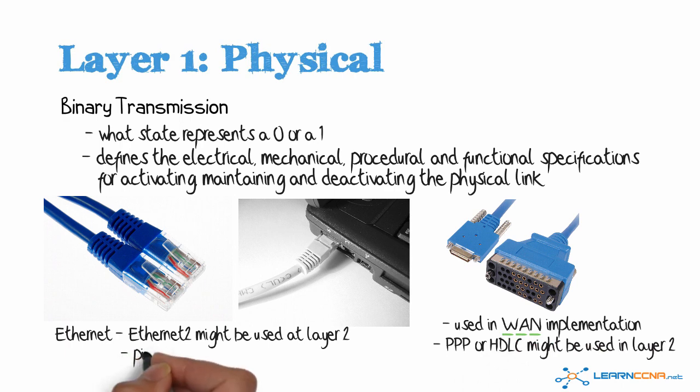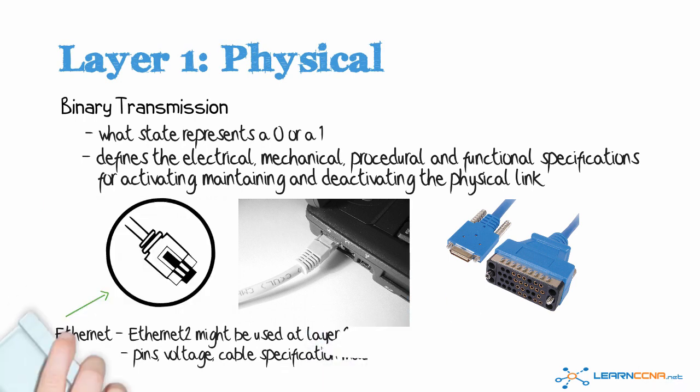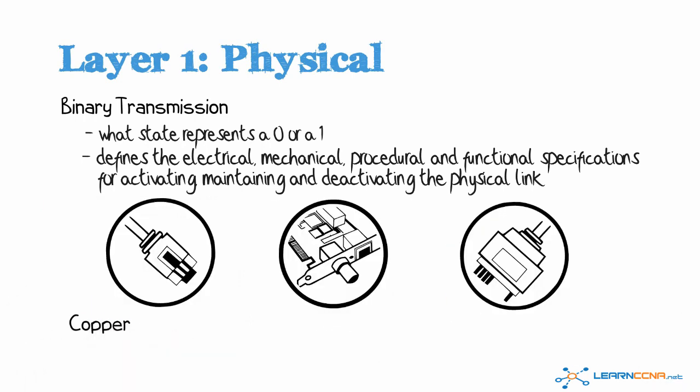So things such as the pins, the voltage, the cable specifications, and the devices that are supported may vary. Copper, as an example, has different physical characteristics and specifications when compared to fiber. Fiber transmits light. Copper transmits electrical signals. The physical infrastructure is very different, and that needs to be standardized.